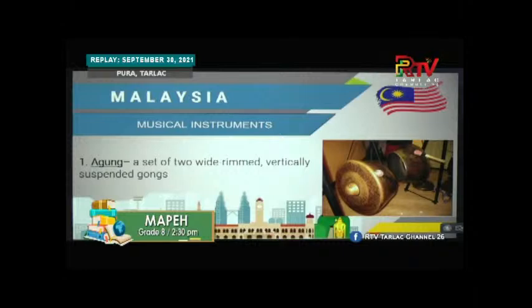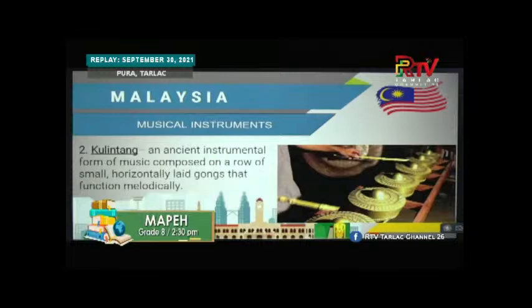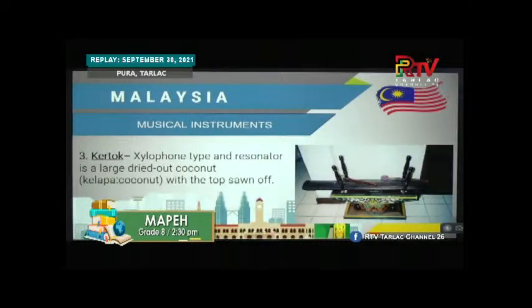Number 1, Agung, a set of two wide-rimmed, vertically suspended gongs. Number 2, Kulintang, an ancient instrumental form of music composed on a row of small horizontally laid gongs that function melodically. And number 3, we have Kertok. Xylophone type, and the resonator is a large dried-out coconut or kelapa with the top sawn off.